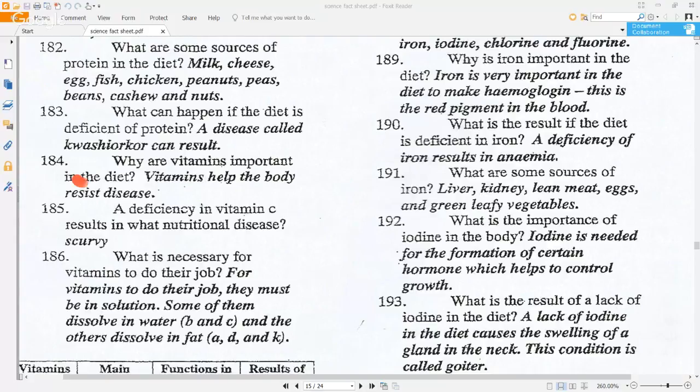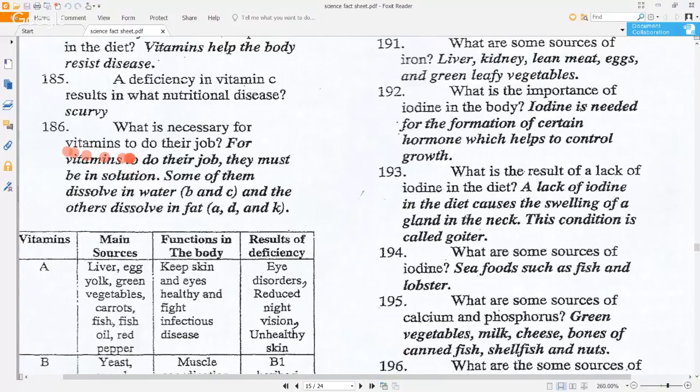Now 184. Why are vitamins important in the diet? Again, they help us to resist disease. All right, we passed that one already. 186. What is necessary for vitamins to do their job? For vitamins to do their job, they must be in solution.